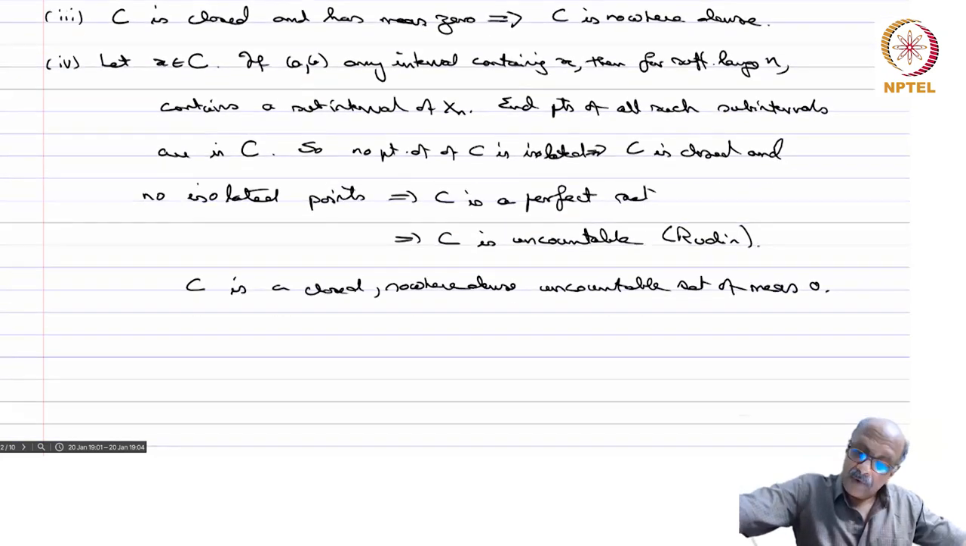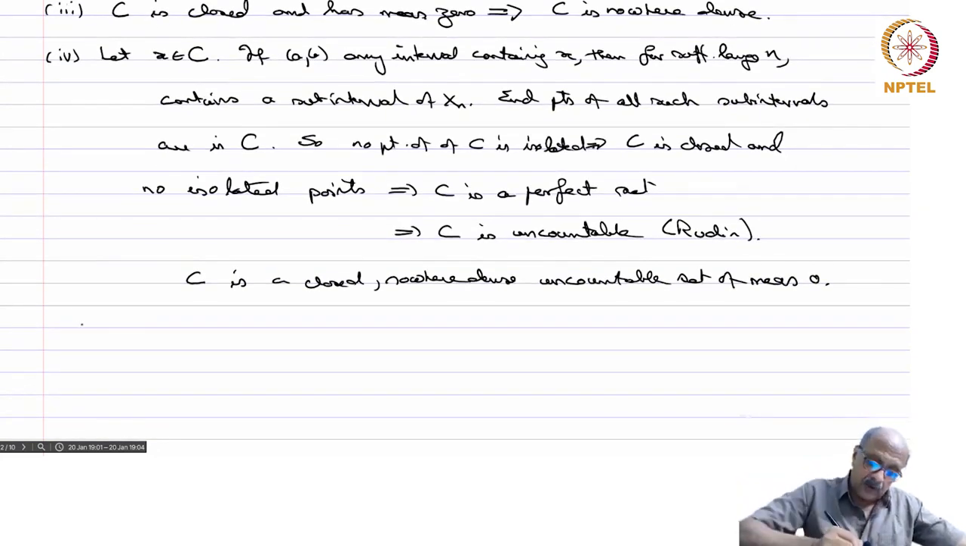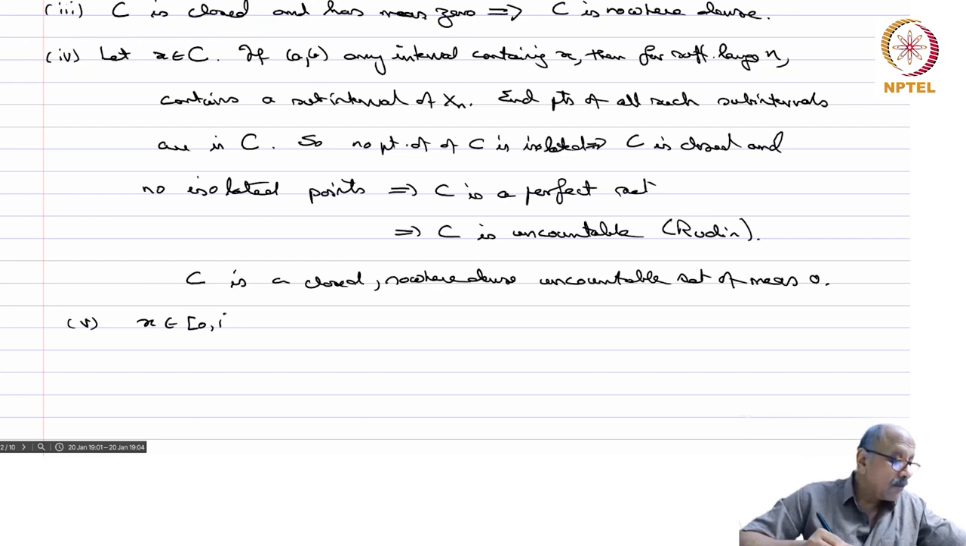So now we can also show, without using this perfectness, that C is uncountable in the following way. You take any x in [0, 1] and write its ternary expansion. That means x equals the sum from n equals 1 to infinity of a_n times 3 to the power minus n.